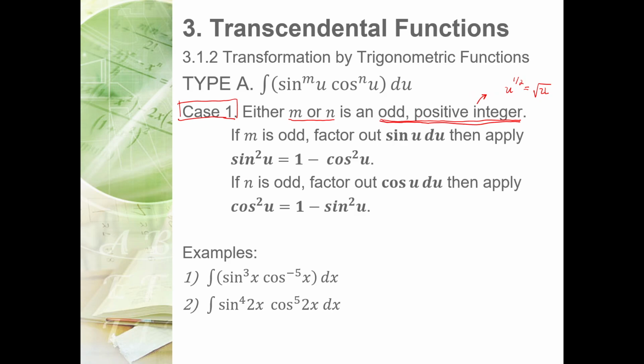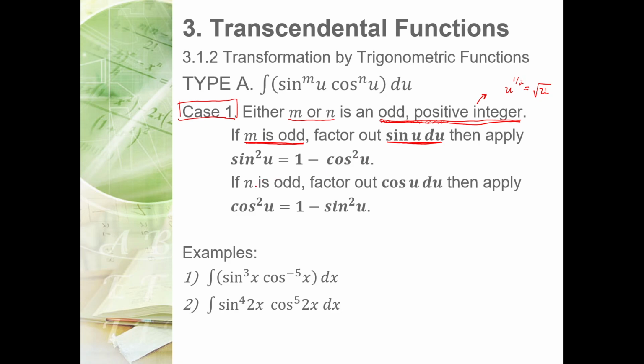If you forgot the description of an integer, you can search it online after this class. Again, we observe that m or n is positive and odd. For example, if m is odd, we need to factor out sine u du, and then apply sine squared u equals 1 minus cosine squared u. Take note that this comes from the first formula of your Pythagorean identities.